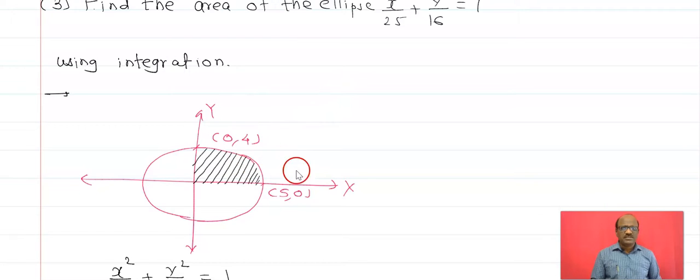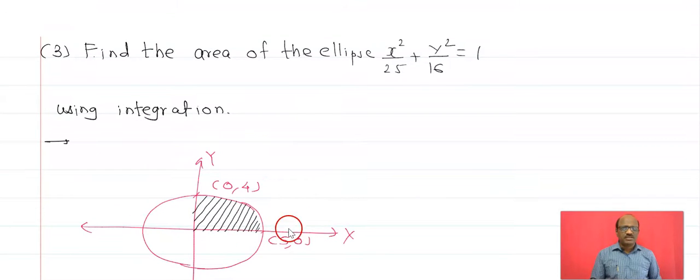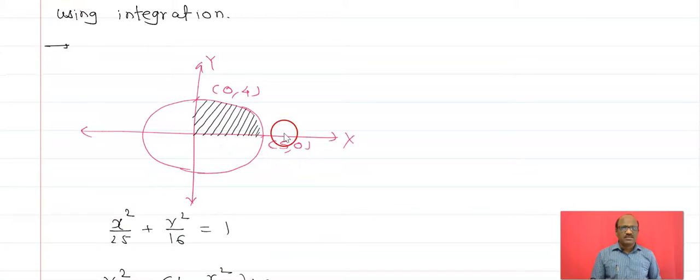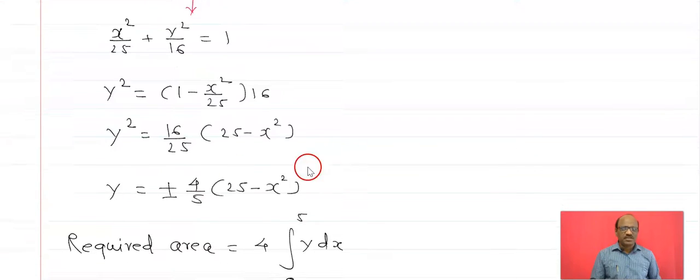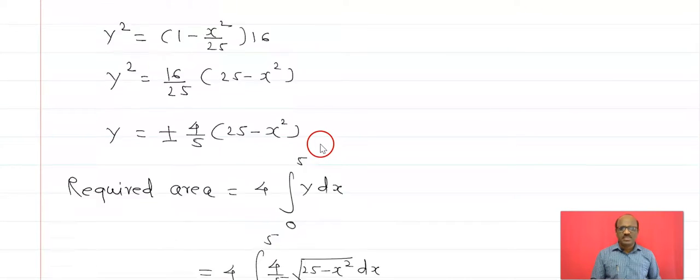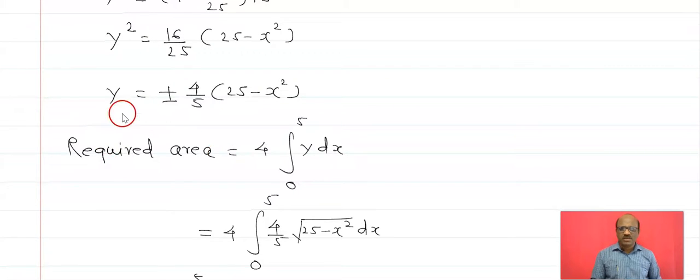Now see this, this is the ellipse. Its major axis is along the x-axis, minor axis is along the y-axis, and these are the coordinates. x varies from 0 to 5. Now see this, the equation of the ellipse, x square upon 25 plus y square upon 16 equals 1. Therefore y square equals 1 minus x square upon 25, in bracket, multiplied into 16. Therefore y square equals 16 upon 25 in bracket 25 minus x square. Take the square root on both sides, then you get y equals plus or minus 4 upon 5 root of (25 minus x square).